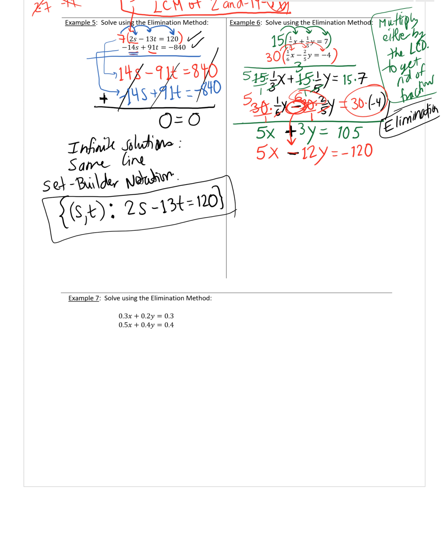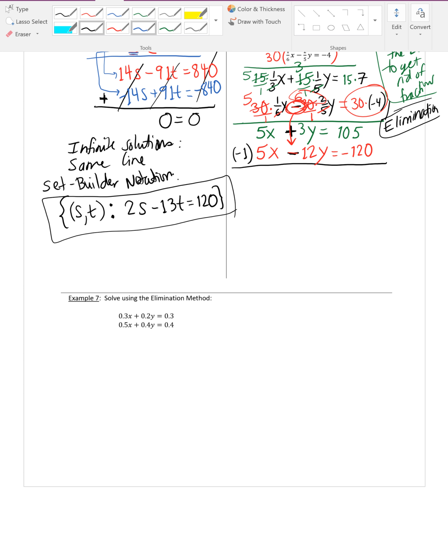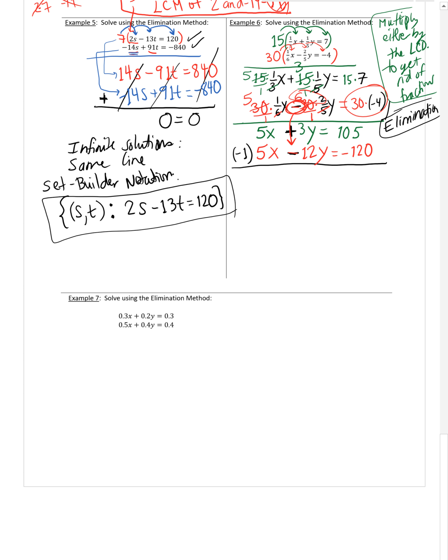I'm looking at the x terms, they're already the same number, all I need is for them to be opposite signs. So really all I would need to do is multiply either the top one or the bottom one by negative 1, because I just want one of them to be positive and one to be negative. And it didn't matter which one I multiplied by negative 1, I just chose the second one, I don't know why. So I'm just going to keep the top one the same, it's perfect as is. But the bottom one, I'm multiplying every term by negative 1. What that really does is it changes everybody's sign. The 5x will become negative 5x, the negative 12y will become positive 12y, and the negative 120 will become positive 120.